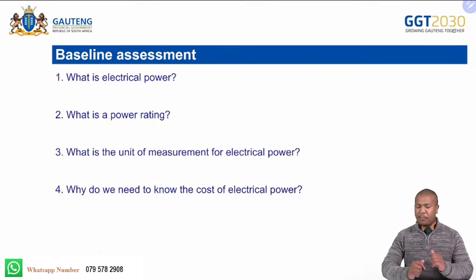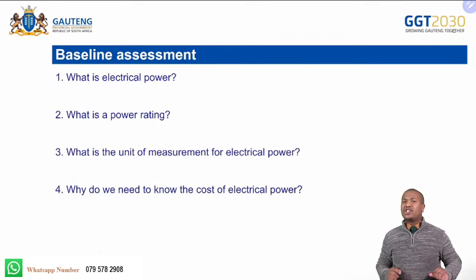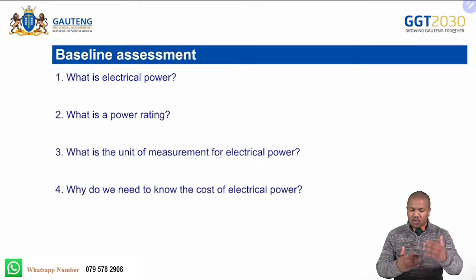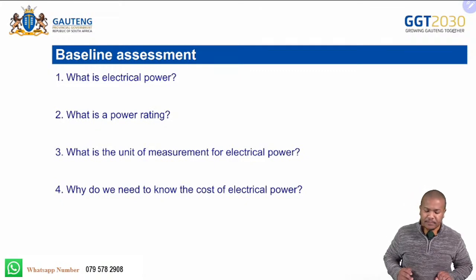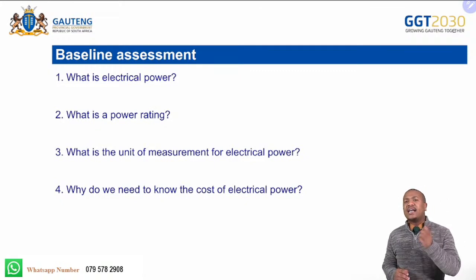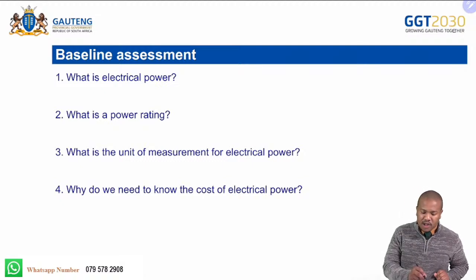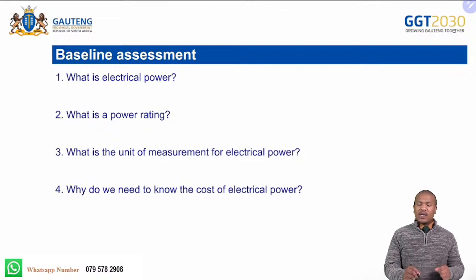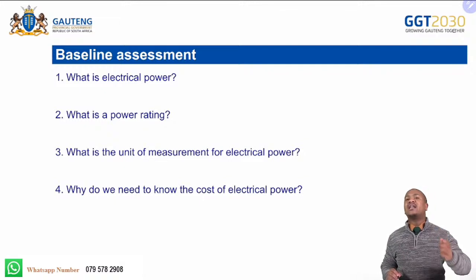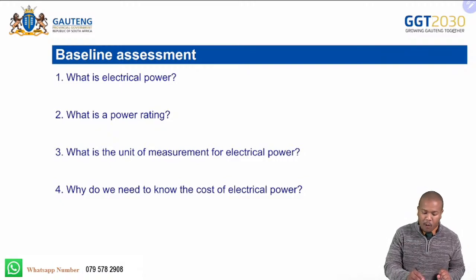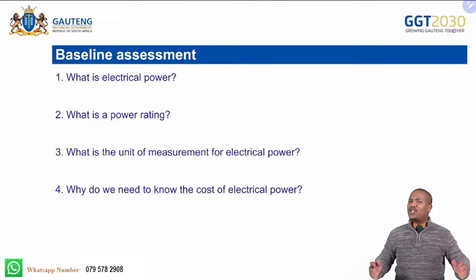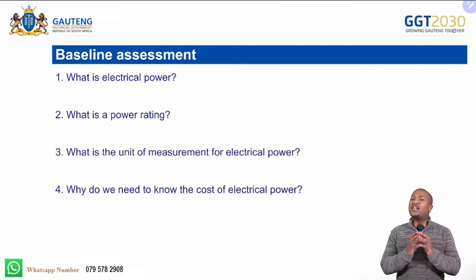Now, let's look at this baseline activity. It has 4 questions, so I'm going to give you 4 minutes to answer them. But firstly, let's go through the questions together. Number 1, what is electrical power? Number 2, what is a power rating? Number 3, what is the unit of measurement for electrical power? Number 4, why do we need to know the cost of electrical power? That's all that you need to do for your baseline activity. So take 4 minutes of your time, then after that, we may continue together.